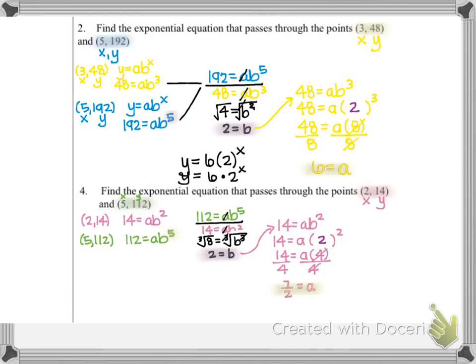So now plug in my a and my b. So my equation is going to be y equals my a times the b itself, which was 2 to the x power, or you could rewrite it as 7/2 times 2 to the x. Either is fine.